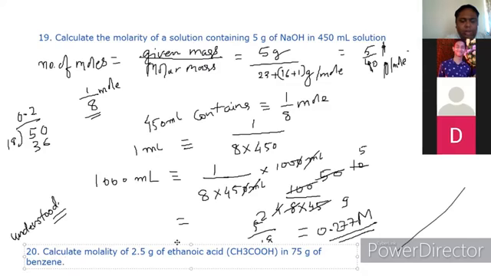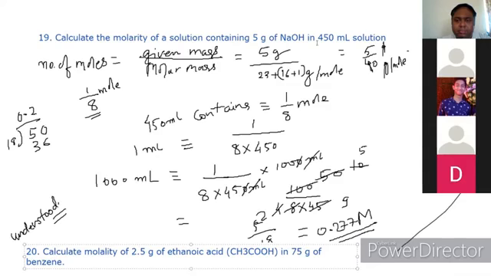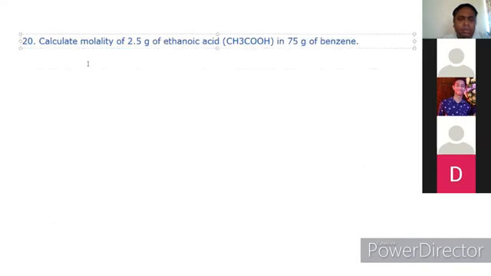In this, we have to find out the molality of ethanoic acid in 75 gram of benzene. Can I erase? Yes, sir. So again, to find molality, there is no big difference, only that the solvent's weight is taken in terms of gram. So we'll find out the number of moles of ethanoic acid, which will be equal to given weight by molar weight.